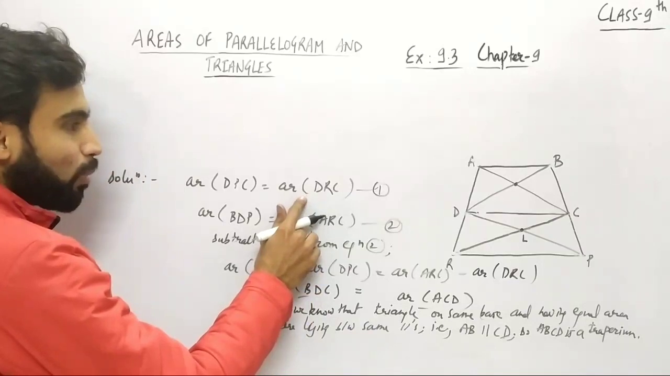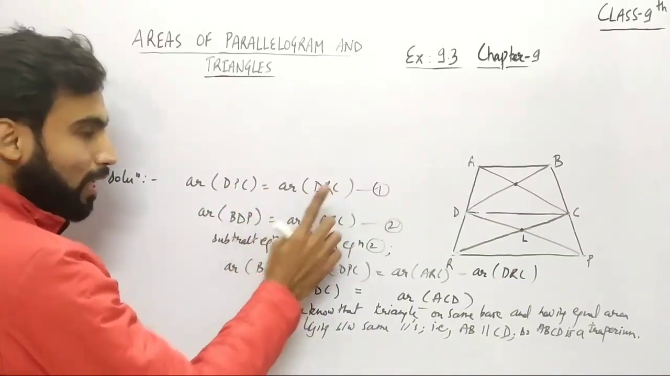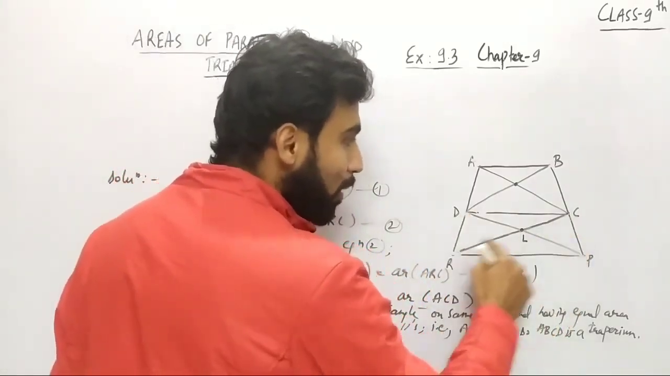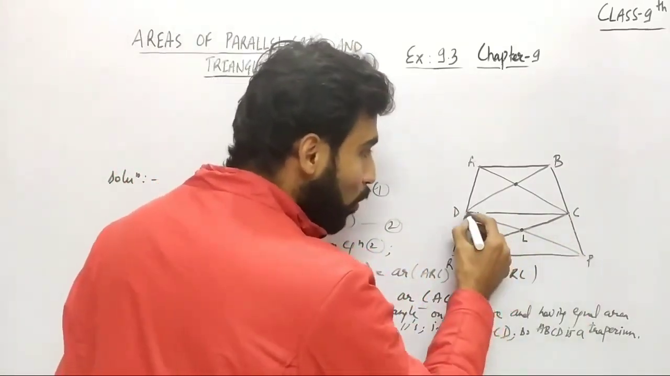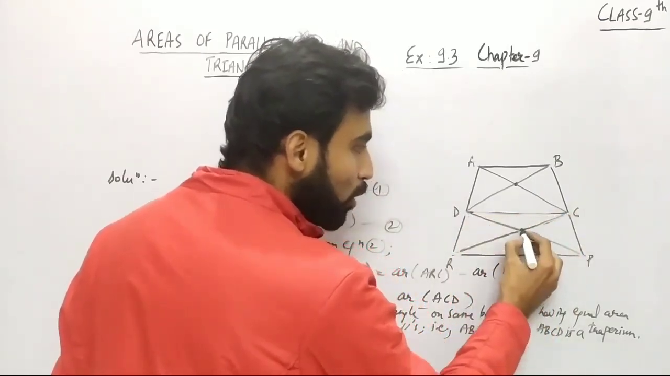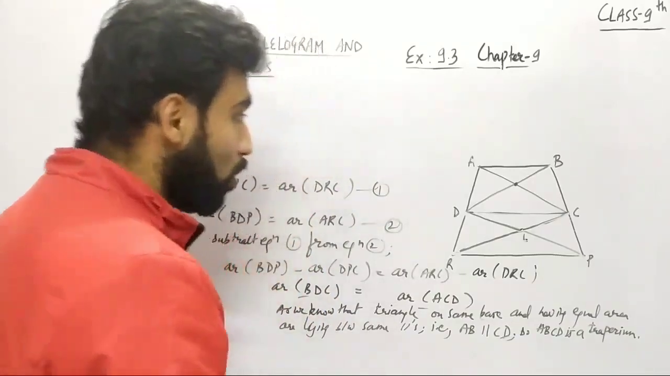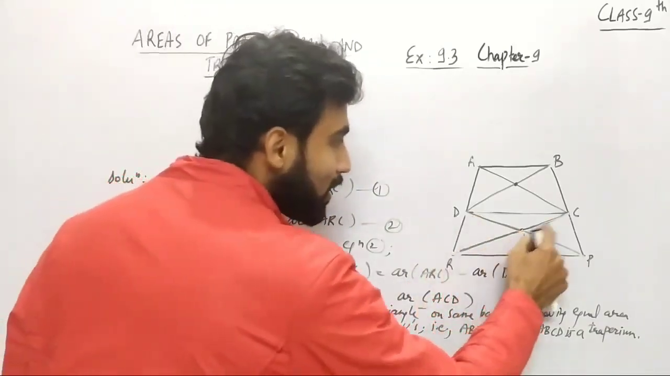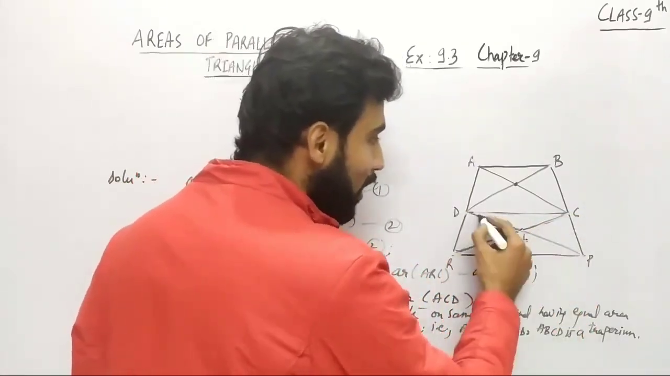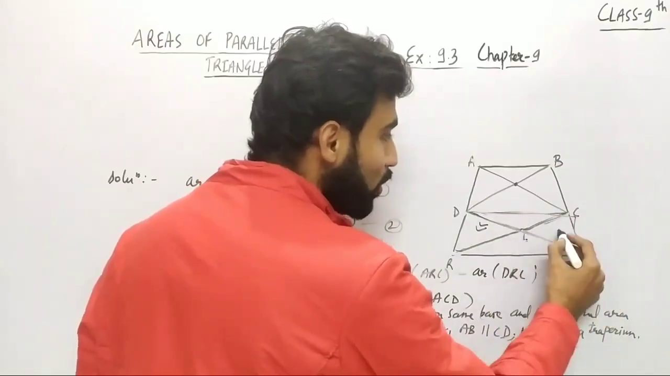Let me just take this as equation number first. So you can see area of DPC is equal to area of DRC, that is given. That means DRC is equal to DPC. Now in both these triangles you will see a triangle in between, that is DLC. I have named this point L here. You can give it in the construction here. So let me tell you that if I subtract this DLC from both triangles, you can see that if I remove this from this triangle, this will remain, and if I remove this from this triangle, this triangle will remain.